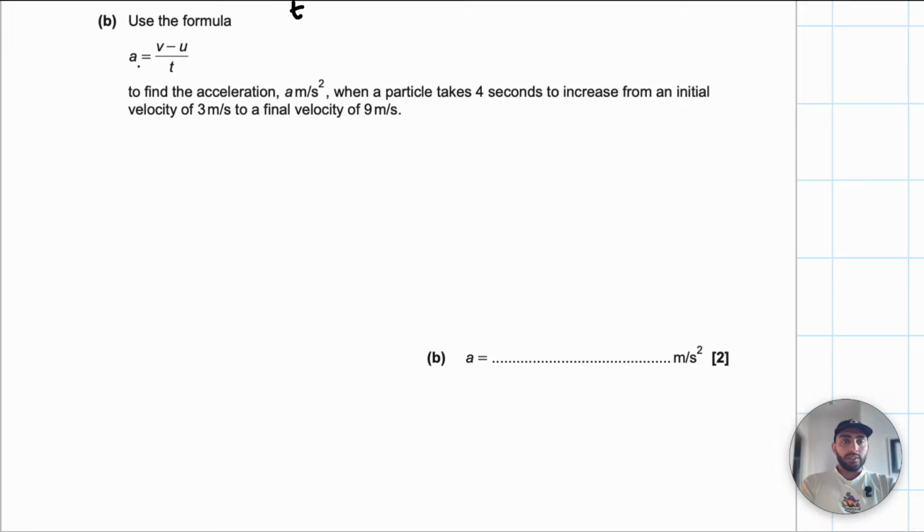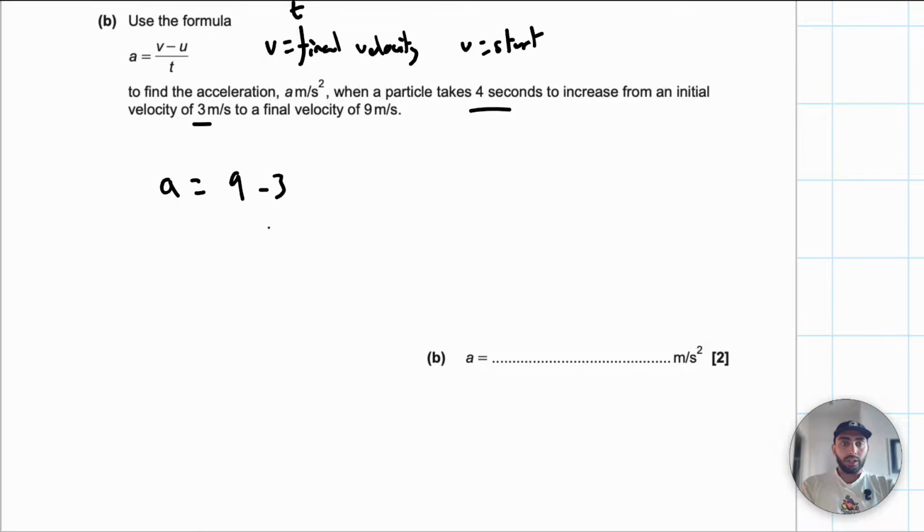Part B, use the formula acceleration equals V, which is the final velocity, minus U, which is the starting velocity, over T, which is the time, to find the acceleration, A meters per second squared, when a particle takes 4 seconds to increase from an initial velocity of 3 meters per second to a final velocity of 9 meters per second. So here, A is equal to the final velocity, which is 9, take away the starting velocity, 3, divided by the time, which is 4. 9 take away 3 is 6, 6 over 4, you can simplify that to 3 over 2, which is the same as 1.5 meters per second squared.